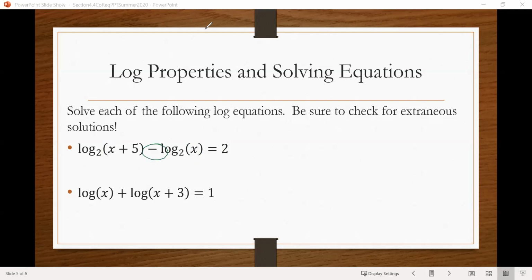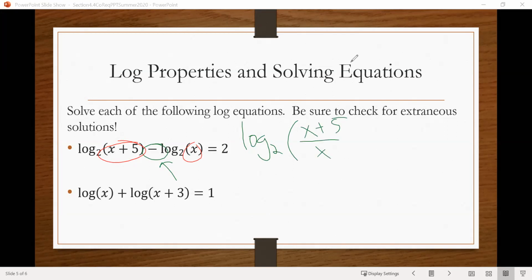And because things are being subtracted, we can use that difference rule for logs, which tells us we can rewrite the left-hand side of the equation as log base 2 of, and then remember it'll be the thing inside the first log divided by the thing inside the second log. So we'll have x plus 5 over x, and now this equals 2.